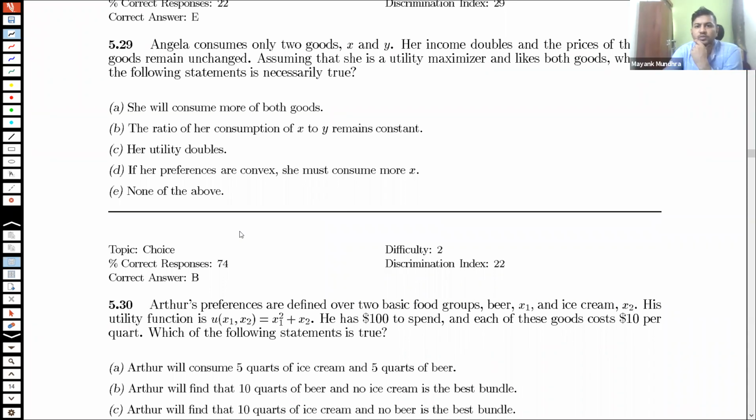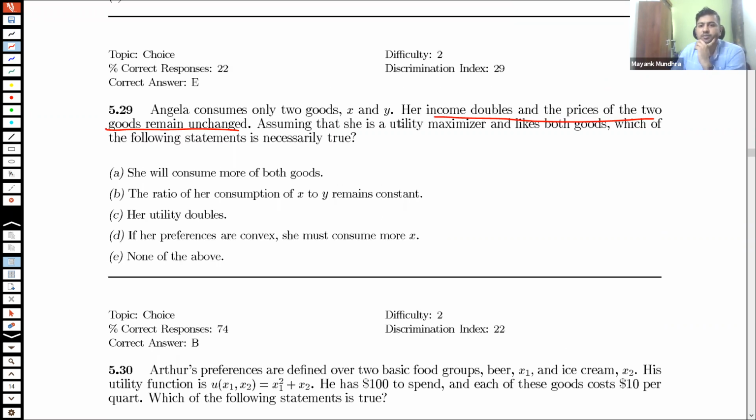Angela consumes only two goods, X and Y. Her income doubles and the price of the two goods remain unchanged. Assuming that she is a utility maximizer and likes both goods, which of the following statements is necessarily true? She will consume more of both goods. The ratio of consumption of X to Y remains constant. Her utility doubles. If her preferences are convex, she must consume more X.